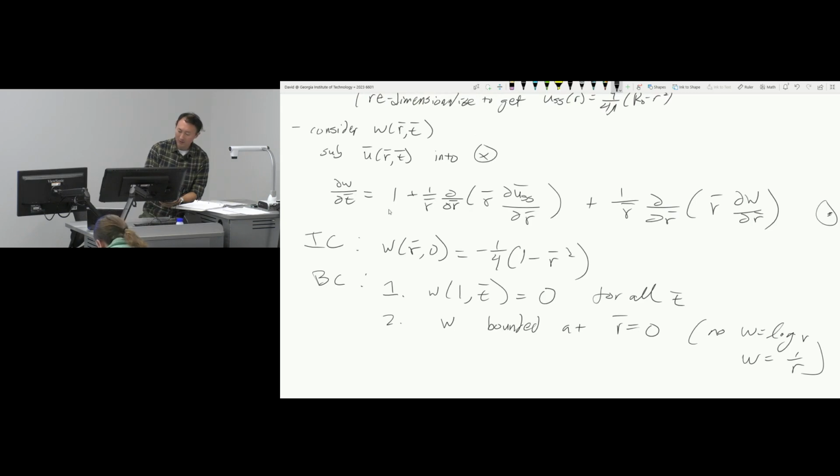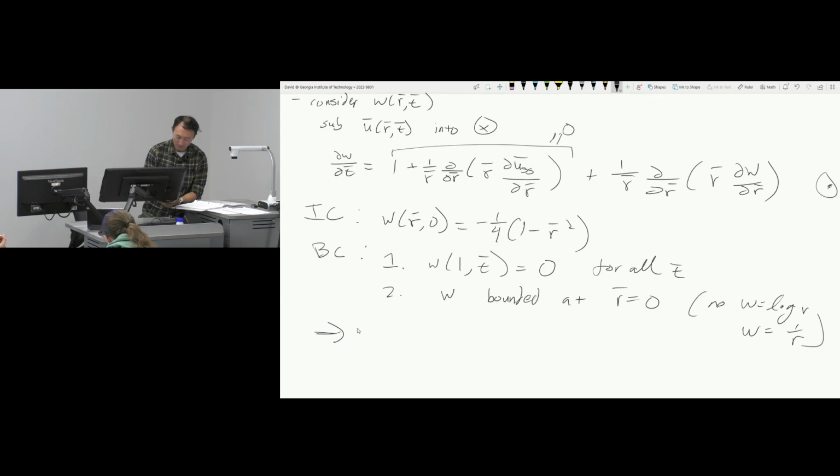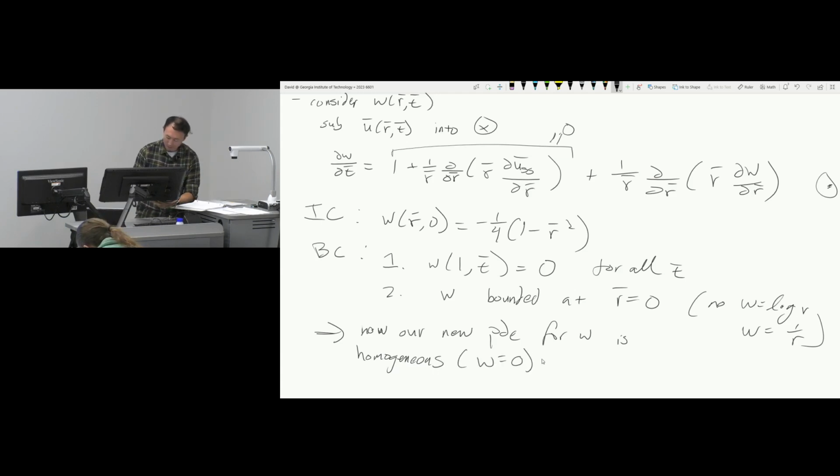So I substitute in, and I can make one more simplification. This term, because that's our steady solution, is equal to 0. That's how we define the steady state solution. So that means I have a new equation where it's homogeneous. So now our new PDE for W is homogeneous. That means W equals 0 is a solution, and that means I can use my separation of variables.